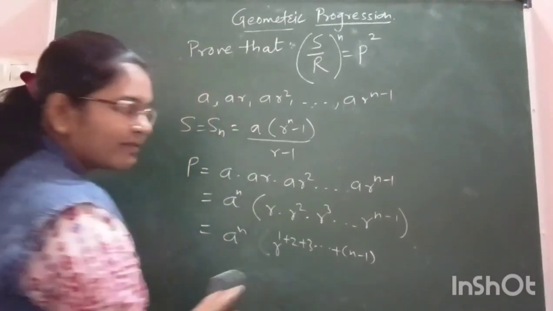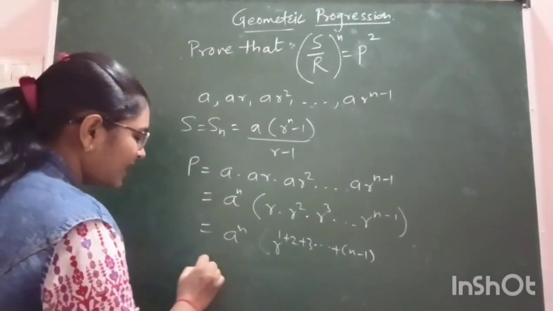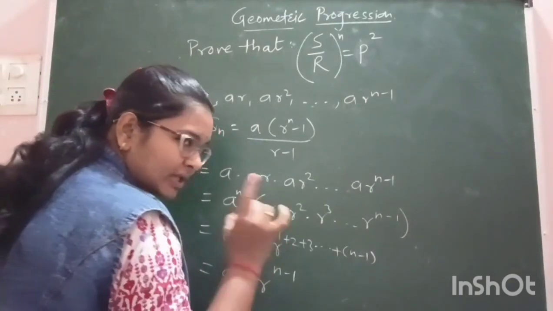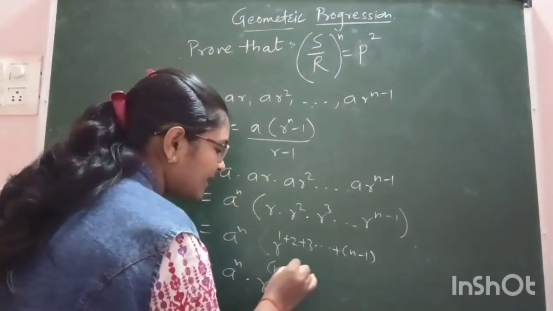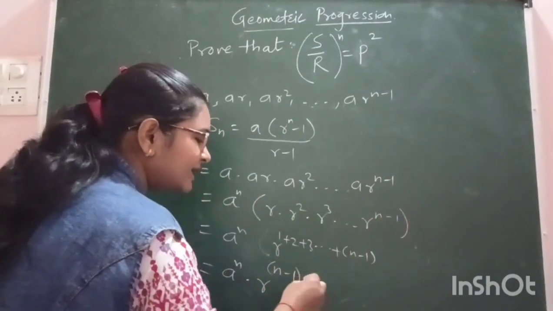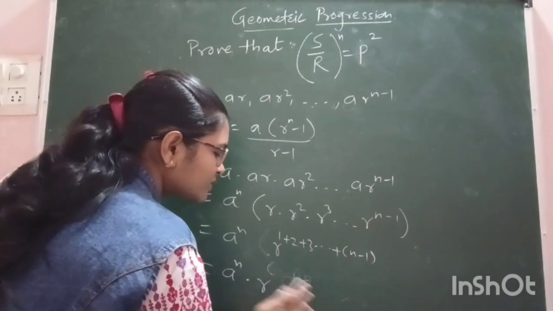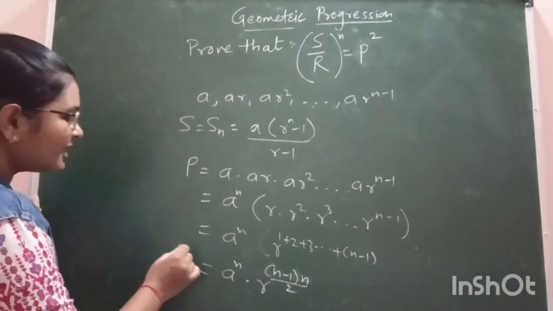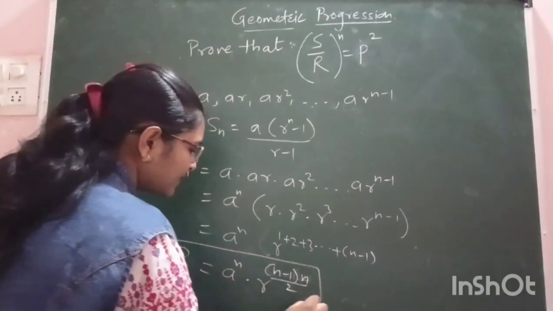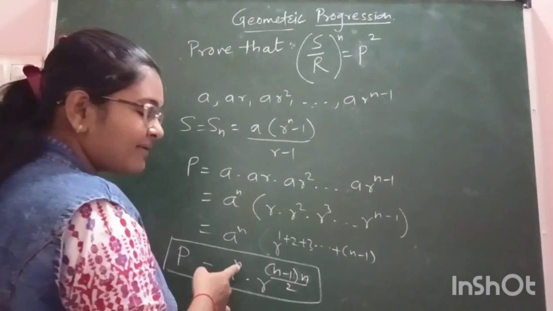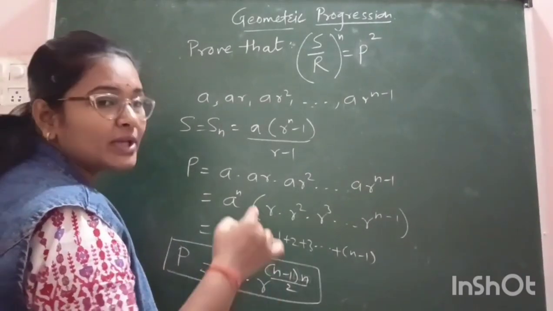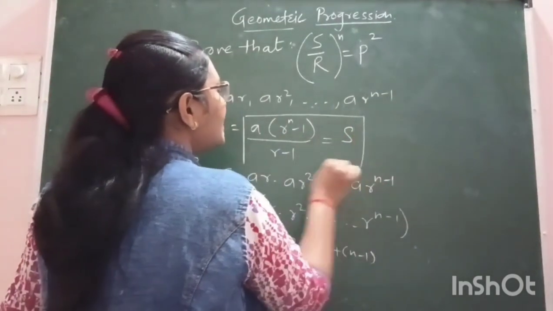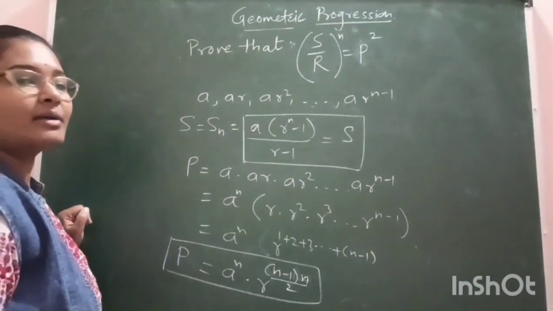Here our terms are till n minus 1. Then we have a to the power n into r raised to the sum, that is n minus 1 into n upon 2. So what we got is capital P as a to the power n into r to the power n minus 1 into n upon 2, and capital S is a into r raised to n minus 1 upon r minus 1.